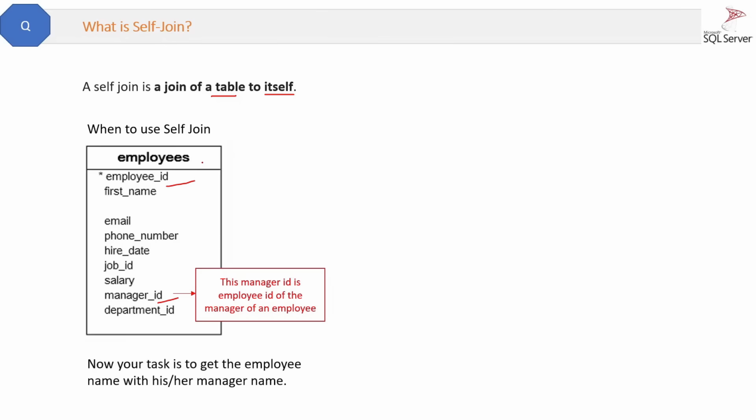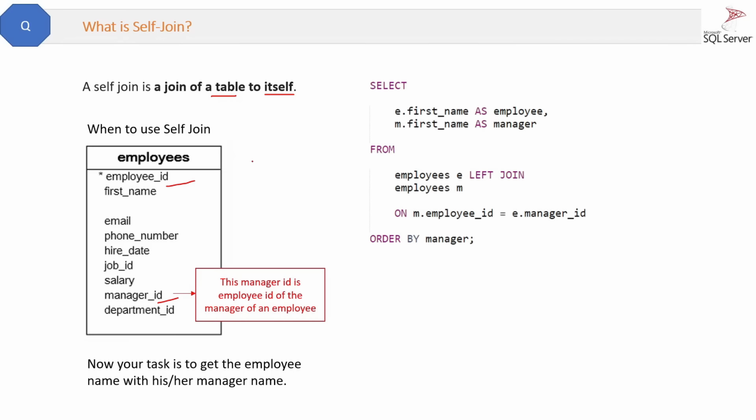Now suppose your task is to get the employee name with his or her manager name. So this will be solved by using self join, because we don't have any other table here and there is only one table and there is no such column like manager name in this table. So how can we get the manager name then? This is the query we will use.